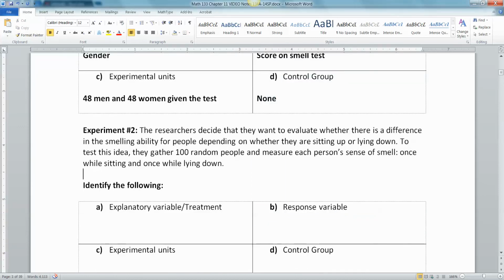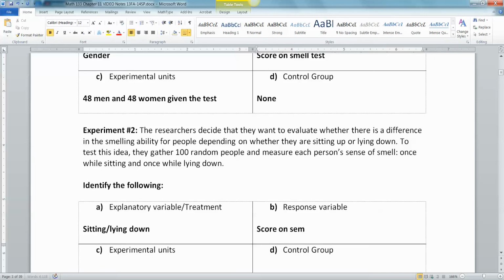Okay, now for this one, the researchers decide that they want to evaluate whether there is a difference in the smelling ability for people depending on whether they are sitting up or lying down. To test this idea, they gather 100 random people and measure each person's sense of smell once while sitting, once while standing, or once while lying down, excuse me. So the explanatory variable is the sitting, lying down, right? The response variable is still that score on the smell test.